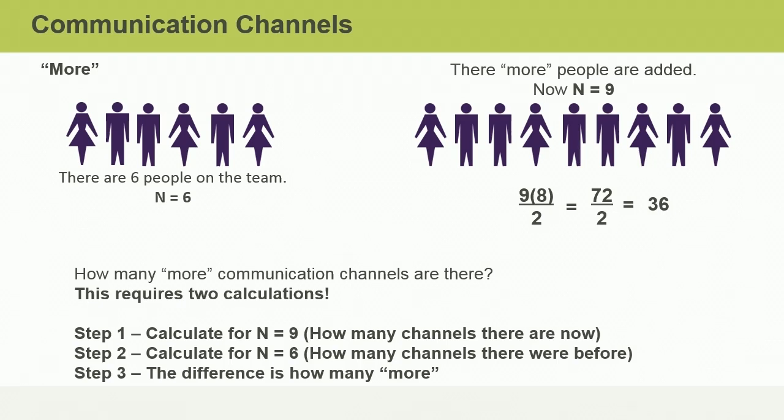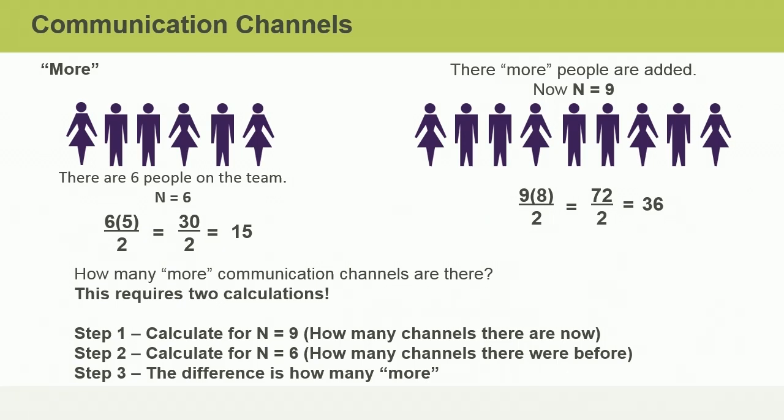The next step is to calculate for n equals 6 to figure out how many communication channels there were before. What do you get? Feel free to pause the video at any time and resume when you're ready. If you said 15, nice job. You would multiply the 6 team members by the 5 other team members, which equals 30. You would then divide by 2, resulting in 15 communication channels.